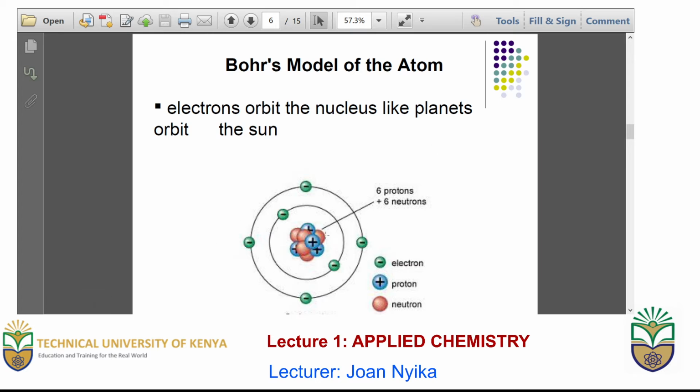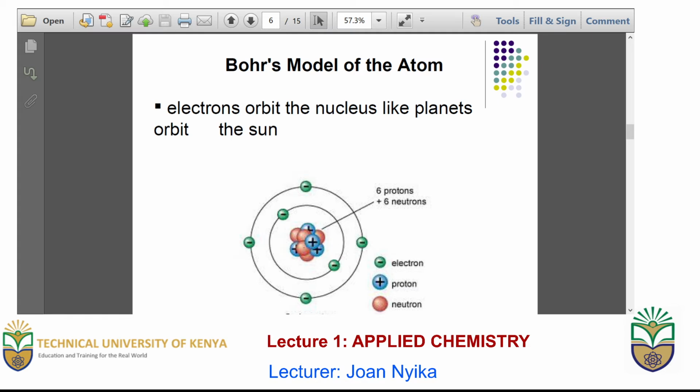Therefore, the nucleus has protons that are positively charged. It also has some neutrons, and neutrons do not have a charge. Therefore, the overall charge of the nucleus is positive. Around the nucleus, in orbits, we have what we refer to as electrons. The electrons are negatively charged. Remember we said that opposite charges attract each other. Therefore, the nucleus attracts the orbits, and this is what holds an atom together.